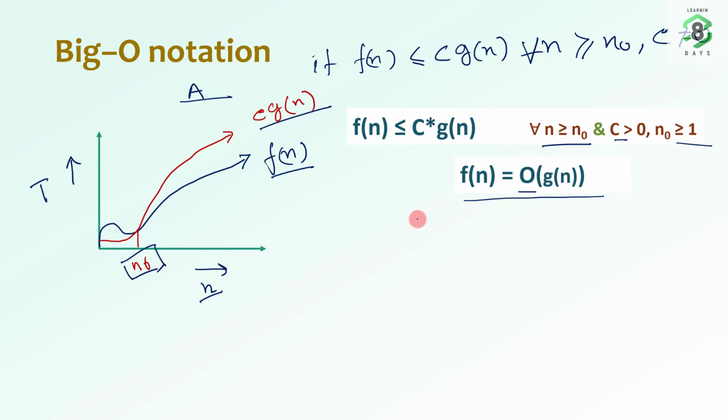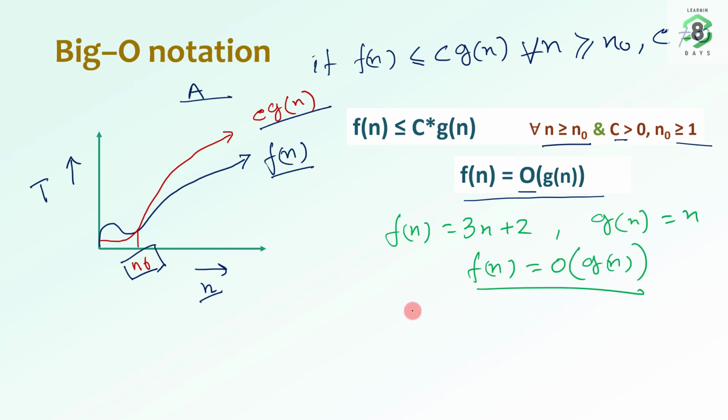Now let us consider an example. Consider f(n) = 3n + 2, and let's say g(n) = n. Now can we say f(n) = O(g(n))? Let's check. To hold this, this inequality should be satisfied: f(n) = 3n + 2 should be less than or equal to some c·n. So we have to find a constant c, and also we have to find a value of n0, which should be greater than or equal to 1.